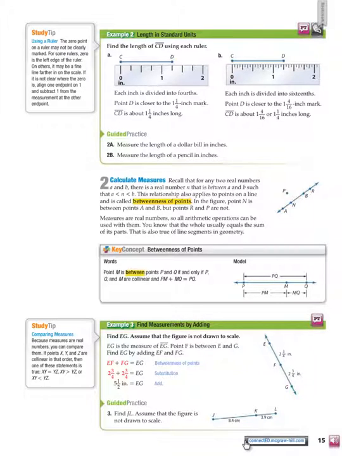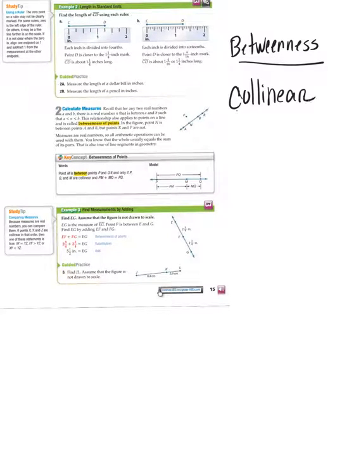We want to discuss another concept called betweenness. Betweenness of points. All right, for betweenness of points to exist, you have to look at the segment that you are answering the question about and see if the points you have been asked about are collinear. I hope you remember from the last lesson that means that the 3 points are on the same line.